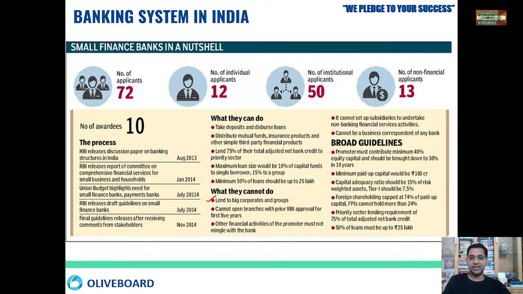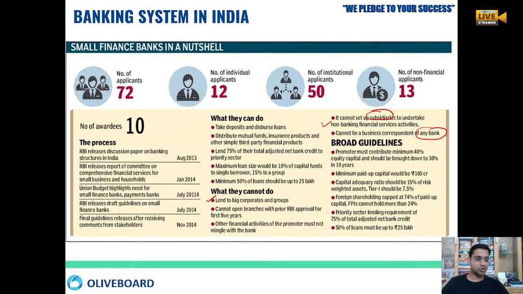Other financial activities of the promoter must not mingle with the bank. Means those who are promoting this bank should not put any of their financial activity that will hinder the work of the bank. They cannot use any kind of subsidiaries to undertake non-banking financial services. मतलब वो अपने subsidiaries भी नहीं बना सकते कोई. Okay, they cannot act as a business correspondent of any bank. You cannot be a business correspondent.